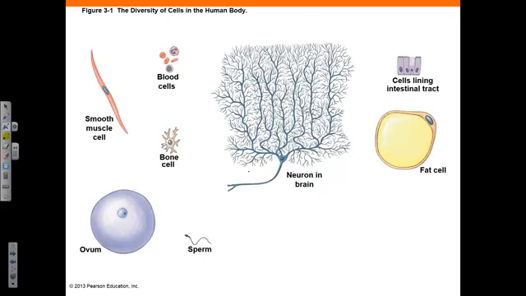The diversity of cells found in the human body is demonstrated here in Figure 3-1. Cells come in many different shapes and sizes and have many different functions, from providing support to conducting electrical impulses to taking part in conception.